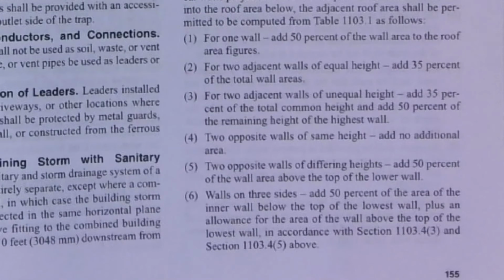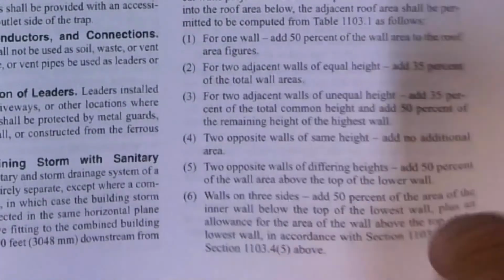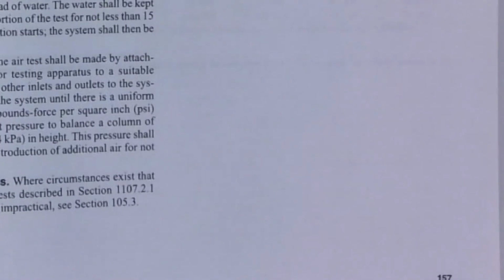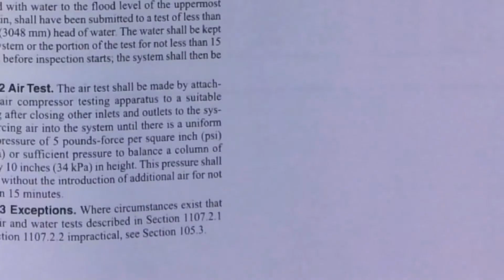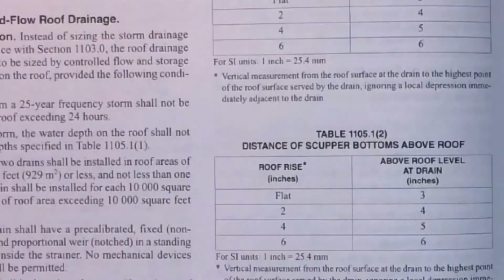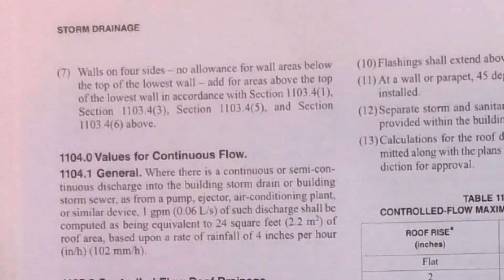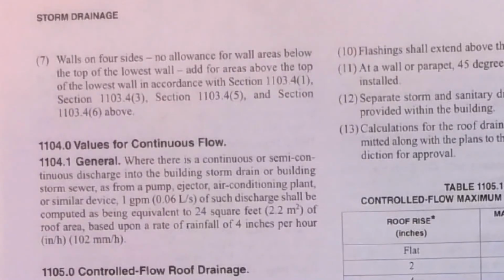Now we have walls on all 3 sides. Add 50% of the area of the inner wall below the top of the lowest wall, plus an allowance for the area of the wall above the top of the lowest wall, in accordance with section 1103.43 and section 1103.45. It starts to get more ridiculous. So then we go to number, I believe there is a number 7, and yes there is, because this is where it gets really interesting. And again, we'll explain this a lot more when we get into plumbing 3.